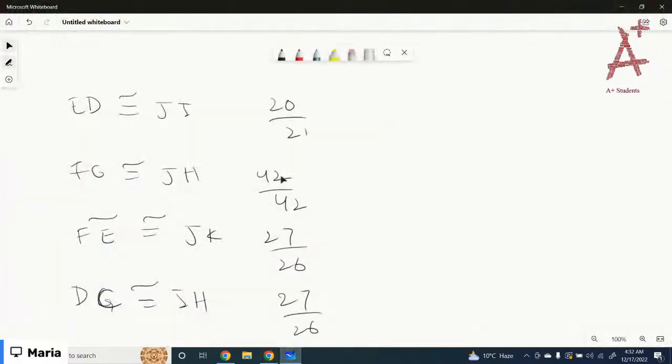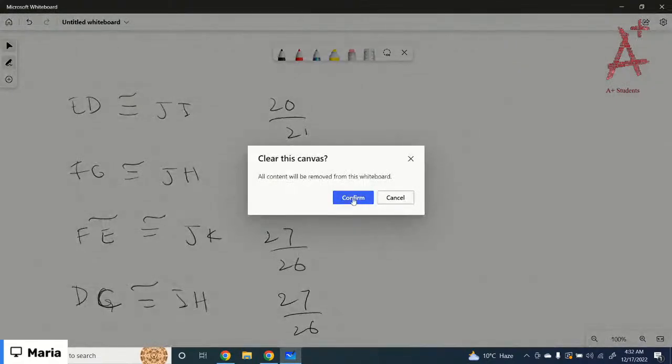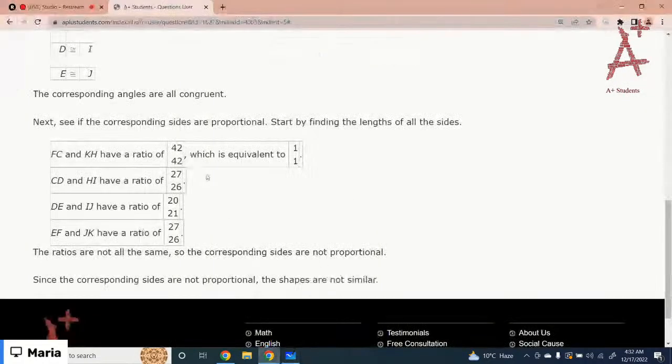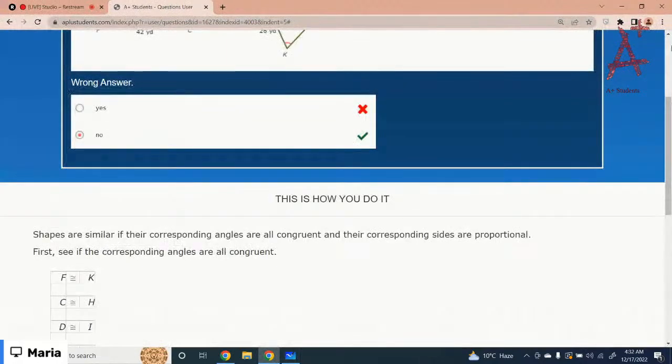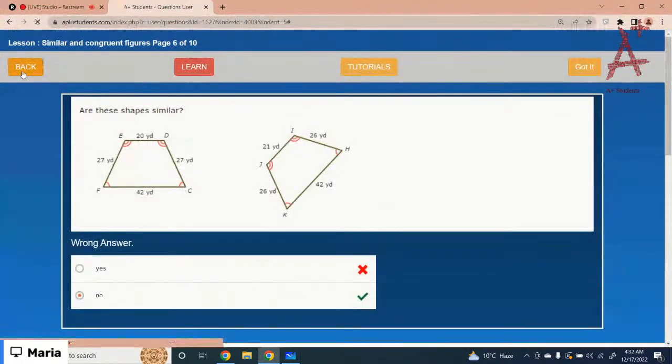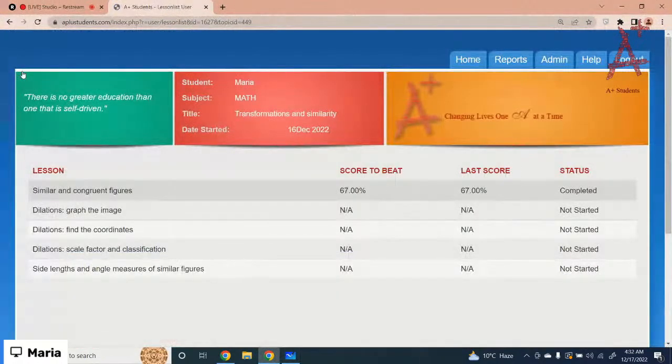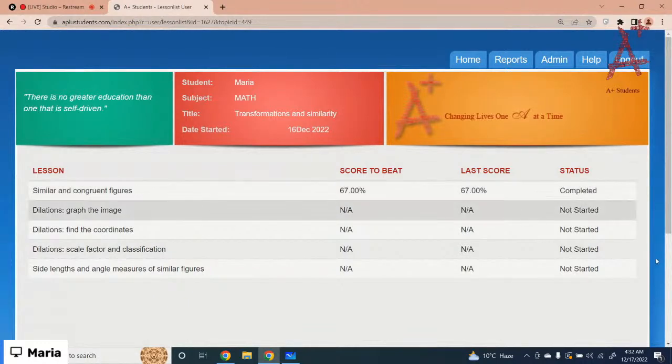Okay, this one is different, 42/42. Got it? All the sides don't have similar ratios, so the answer is no. Okay, you can complete the test by yourself later today. If you need more help with the lesson, you can contact any tutor on Skype. They are available from Monday to Friday, 5 to 9. Got it? Let's start with a new lesson, dilation: graph the image.